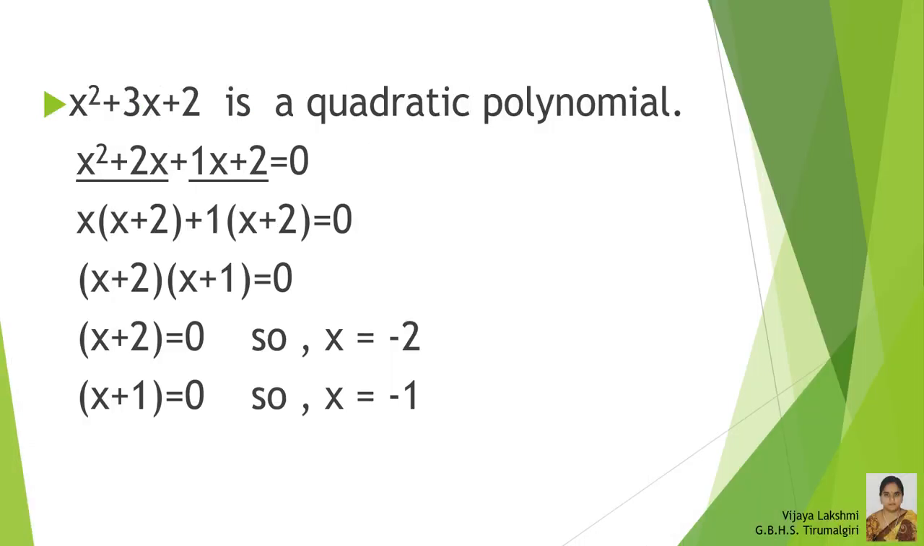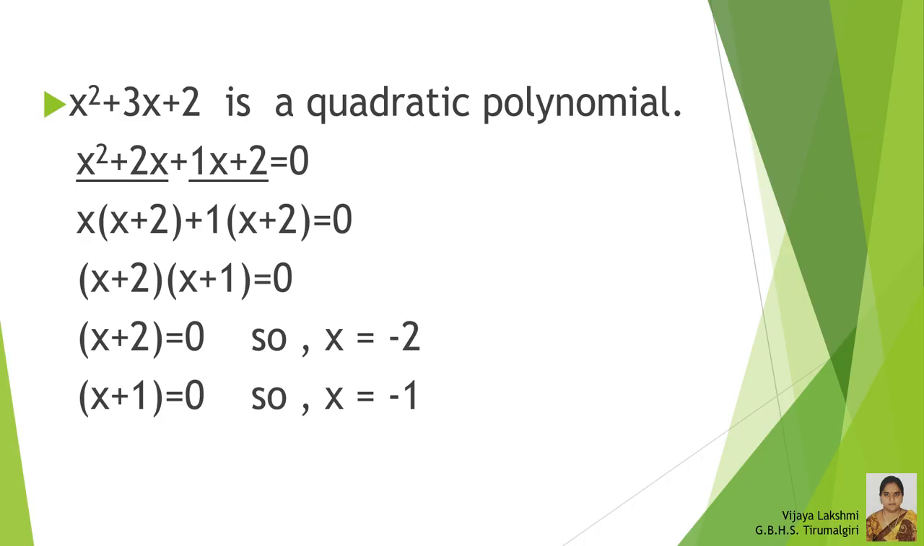Now here x square plus 3x plus 2 is a quadratic polynomial. So we are supposed to check the two conditions. So before going that, we need the two zeros. So I am factorizing x square plus 3x plus 2 and finding the zeros. So x square plus 2x plus 1x plus 2 equal to 0. So 3x I have been splitting it into 2x plus 1x.